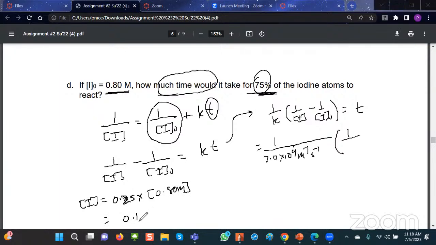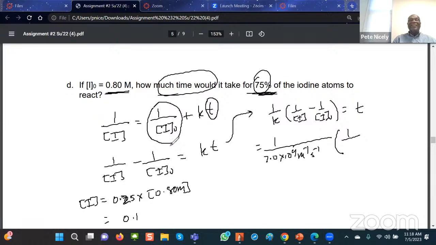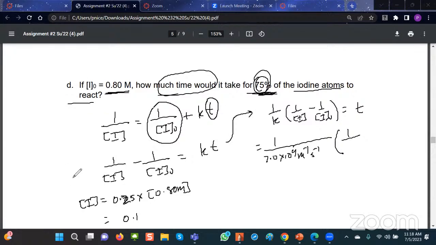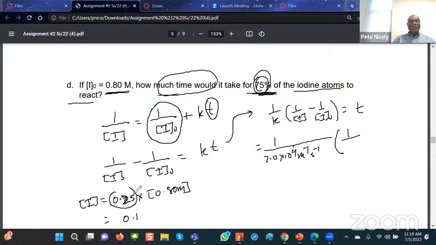Is that a 2, Professor? I'm sorry? 0.25? Yeah, 0.25. Because notice how the question is worded, and this is very important. The question says that 75% of the iodine atoms reacted, right? So what that means is that 25% would be the amount remaining. So that's why we use 0.25 here, right? So it's 0.25 times 0.8, and that will give you 0.2. I'm sorry, I misspoke. A quarter of 0.8 would be 0.20 M, right?